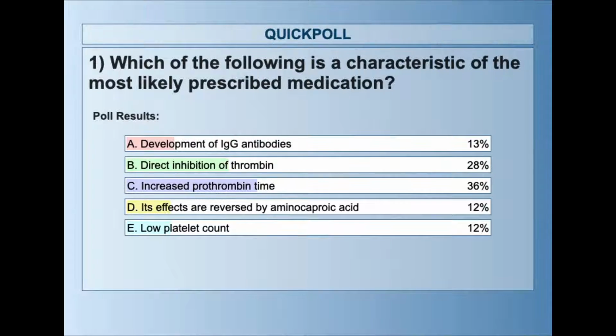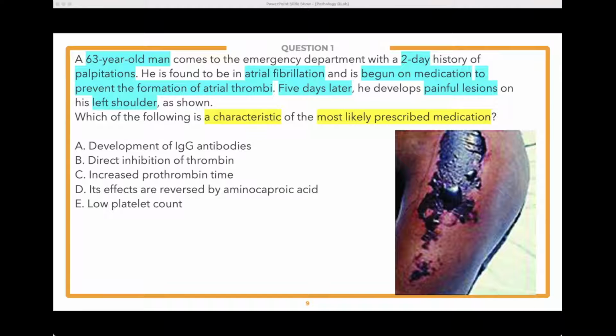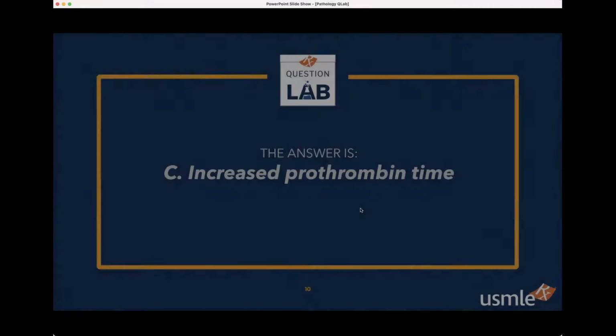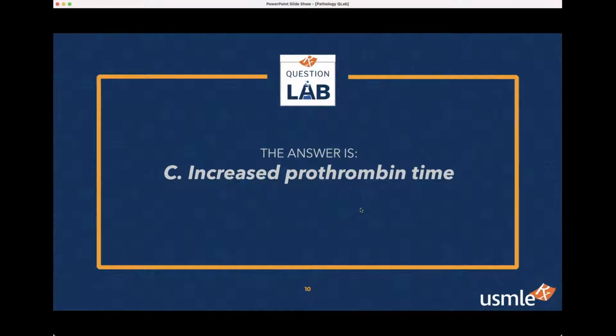So we're going to hide these, and we're going to go ahead and share the answer. And the answer is answer choice C, increased prothrombin time. So nice job. That was the leading vote getter. If you didn't get it right, that's okay. Paris is going to help you explain what was happening here. Paris?